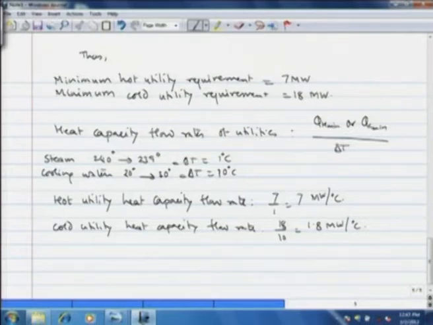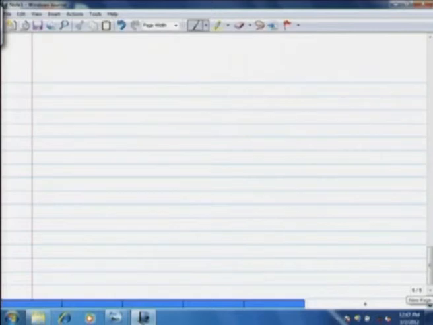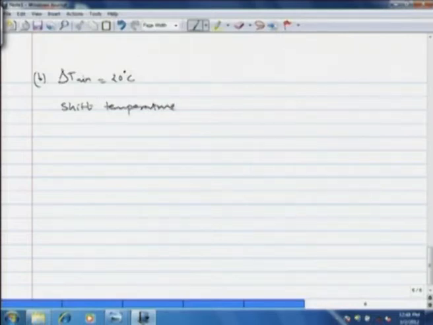Now in the second bit we have to repeat the same thing for delta T min equal to 20 degrees centigrade. So now here I will leave most of the things to you because it is a rather straightforward exercise with delta T min equal to 20 degrees centigrade. I will give only the answers. Here we have to shift the temperatures by delta T min by 2, that is 10 degrees centigrade.